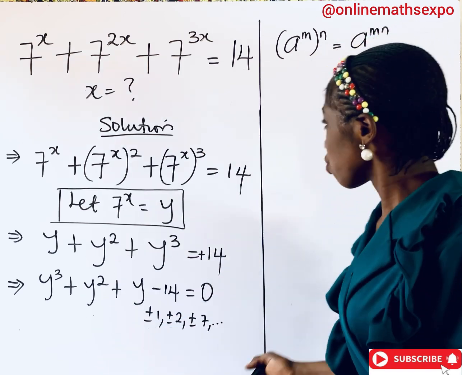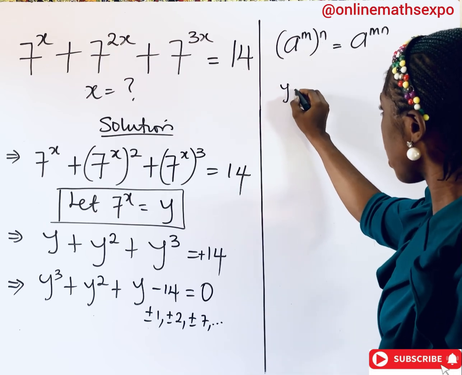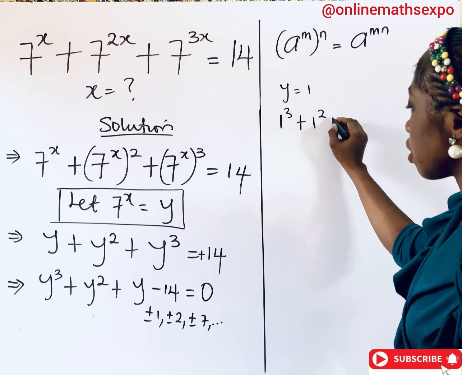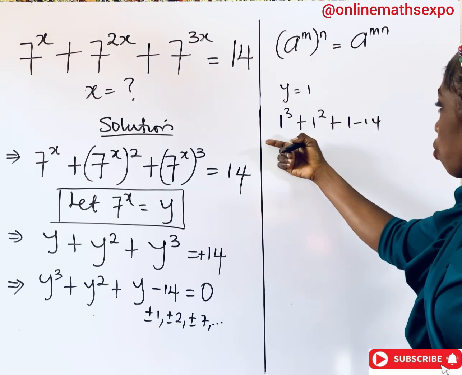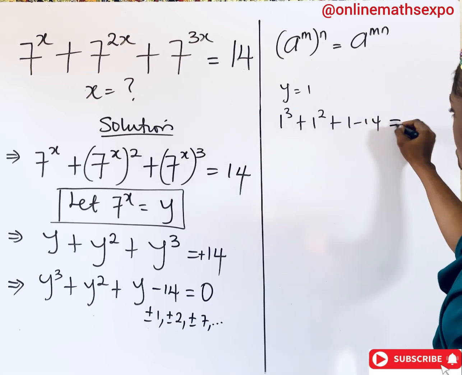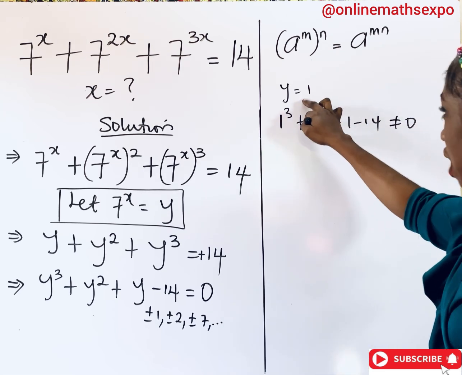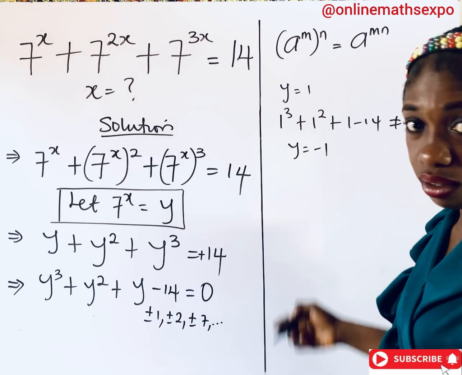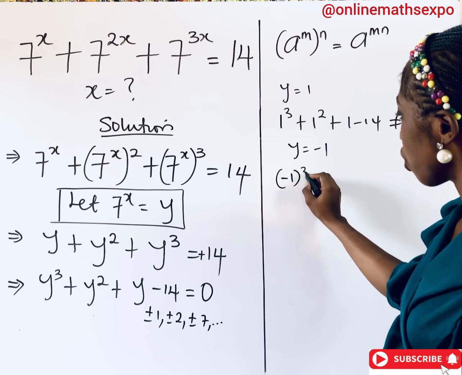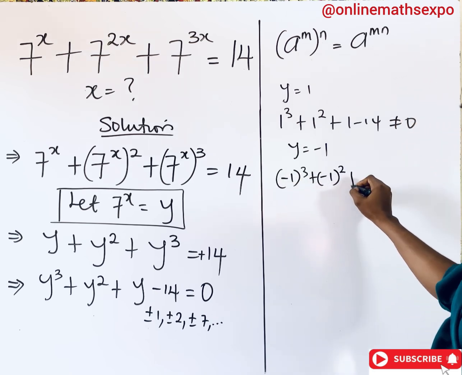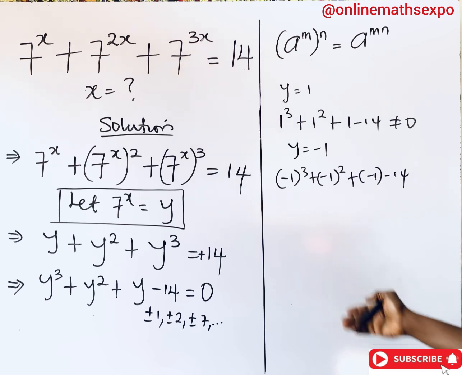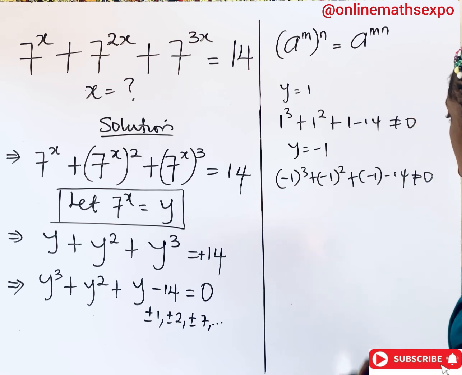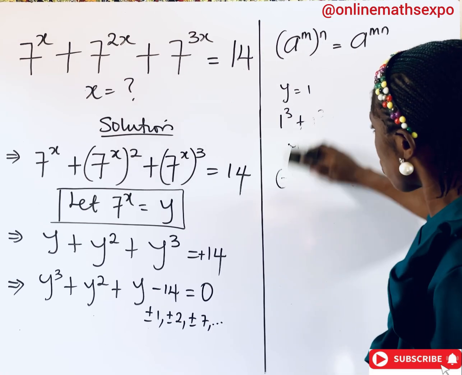Okay, now let's choose from when y is 1. Put it here, we're going to have 1 cubed plus 1 squared plus 1 minus 14. You notice that if you add this up, it's not equal to 0. So it means that y being 1 is not a solution. Okay, you can quickly do for when y is negative 1. Put it here, we have negative 1 cubed plus negative 1 squared plus negative 1 minus 14. Simplify this, you still see it is not equal to 0. Now, what it means is that y being negative 1 is not a solution to this.